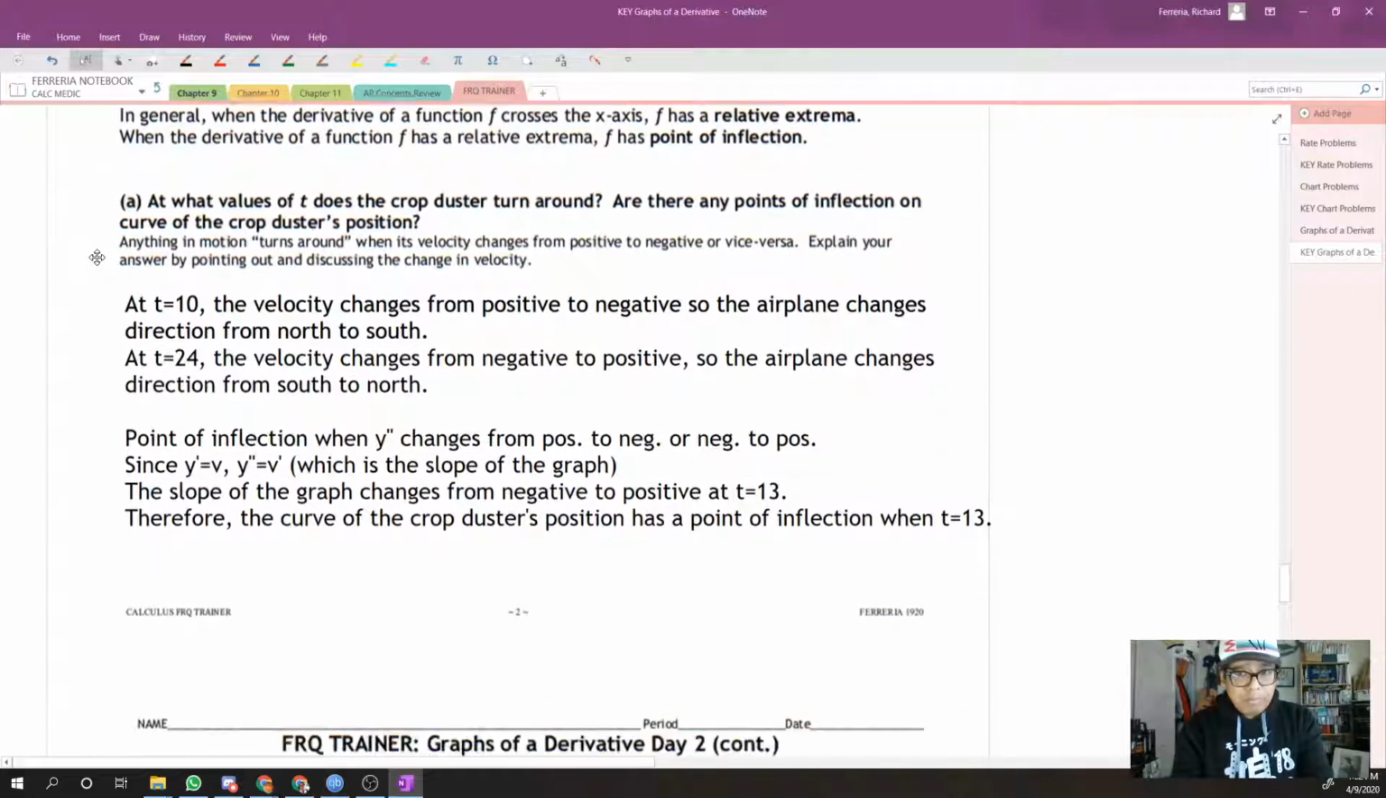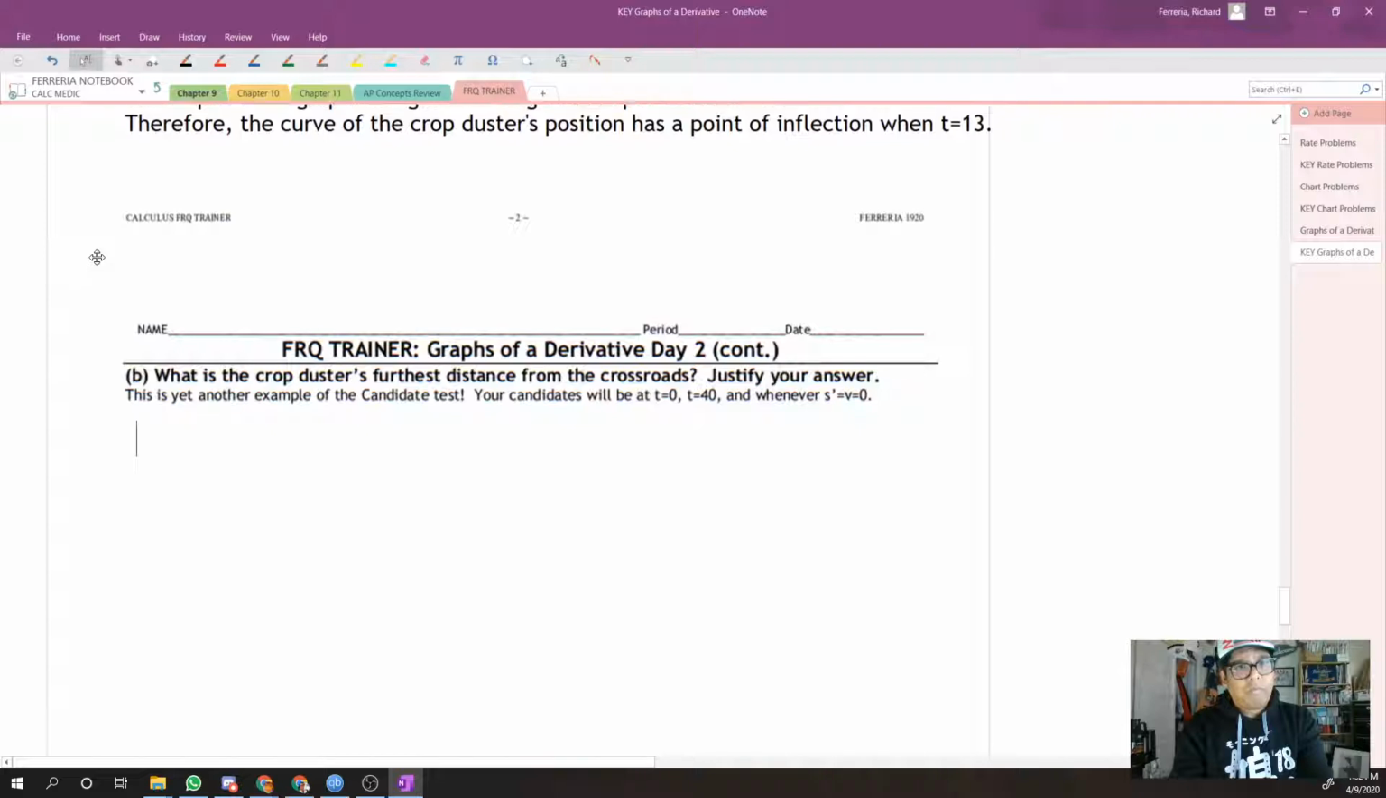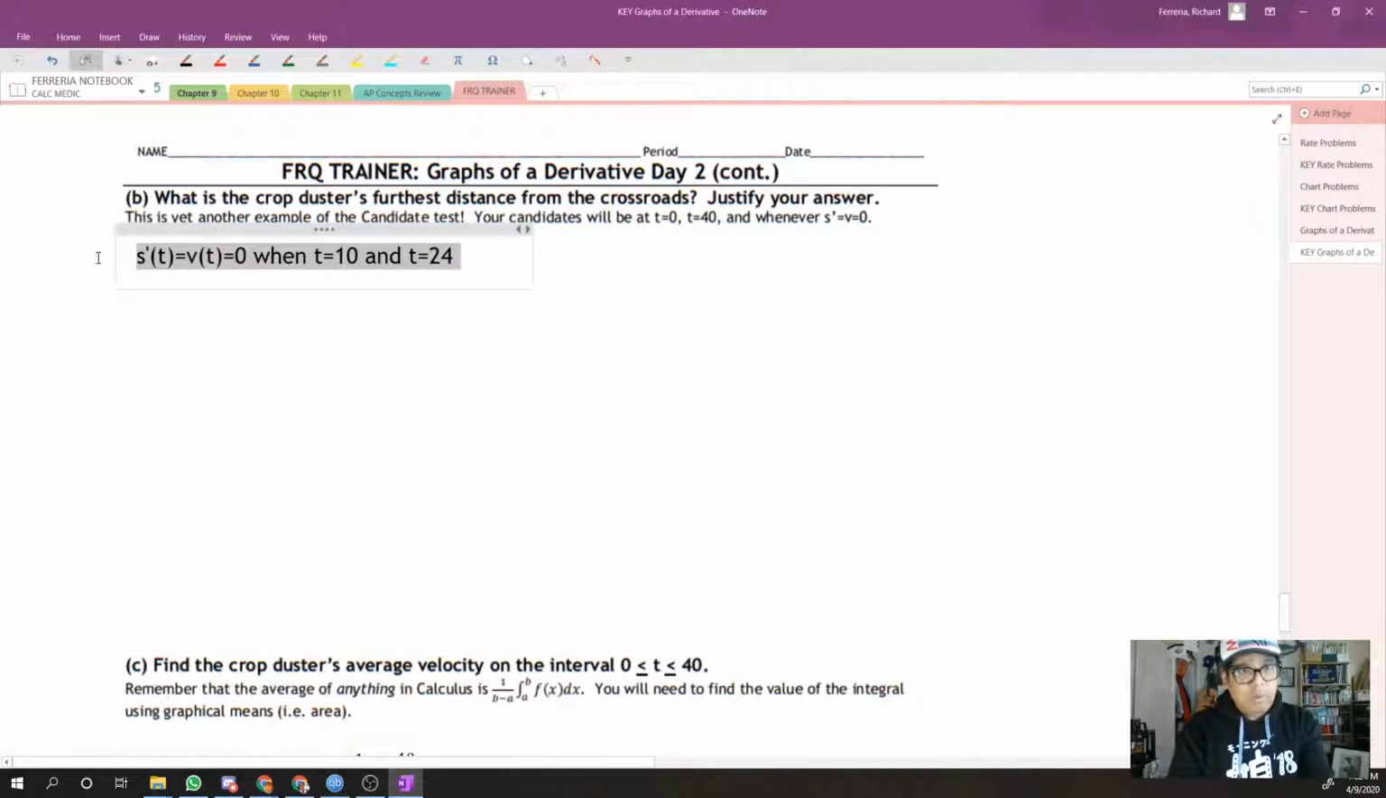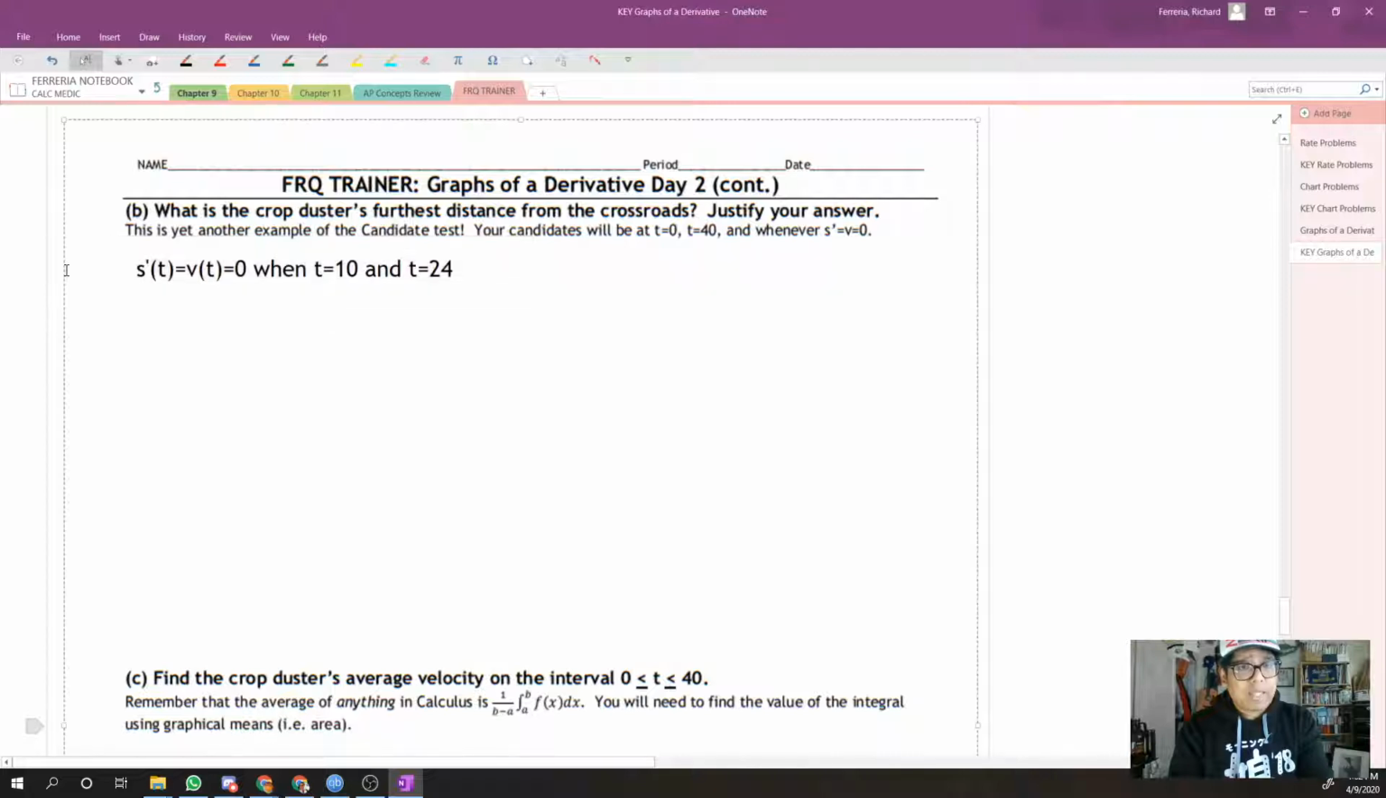Moving on to letter B. What is the crop duster's furthest distance from the crossroads? Justify your answer. Well, first of all, we know that s prime is equal to the velocity. And so the position has a critical number when the velocity is equal to 0. And the velocity equals 0, if you take a look at that graph, the velocity curve crosses the x-axis at t equals 10 and t equals 24. We talked about that at great length earlier. You can go ahead and look back at that graph.